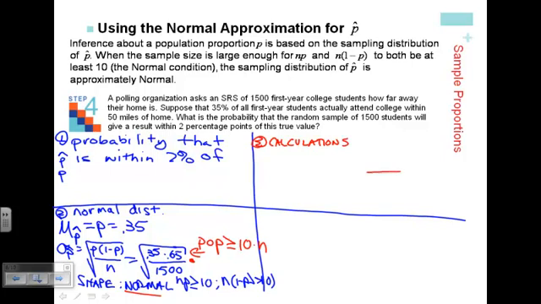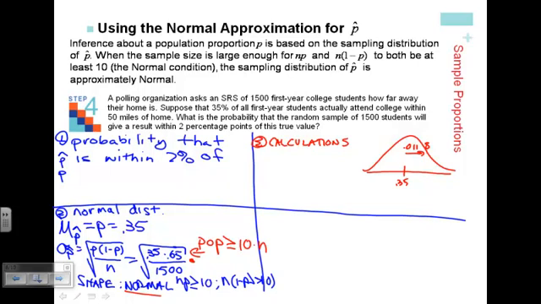I'm going to draw a little picture too. Here's a picture. It's a normal curve. I know it's normal. We check the conditions. The center of that normal curve is 0.35. The standard deviation of that normal curve, and again, this is the curve of all p-hats. Can someone in their calculator give me the square root of 0.35 times 0.65 divided by 1,500? 0.0118. Great.